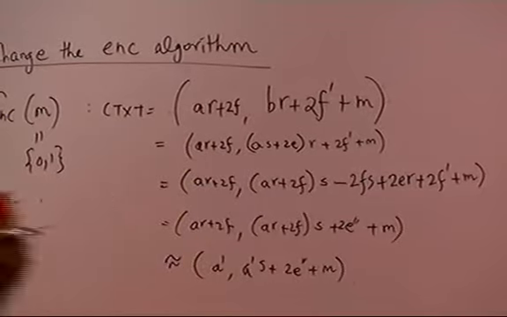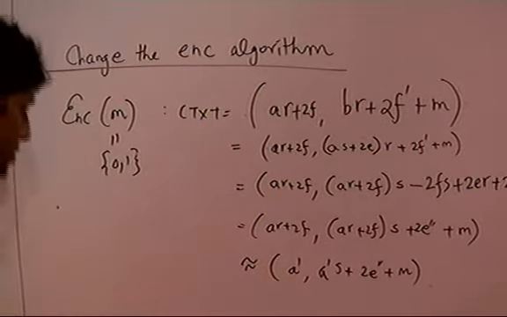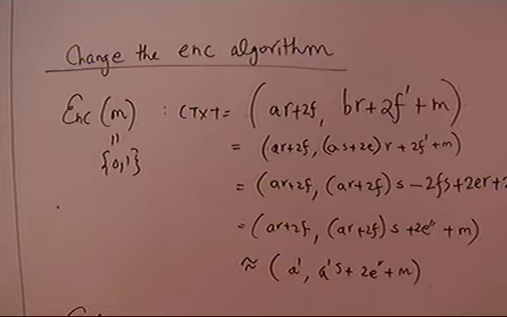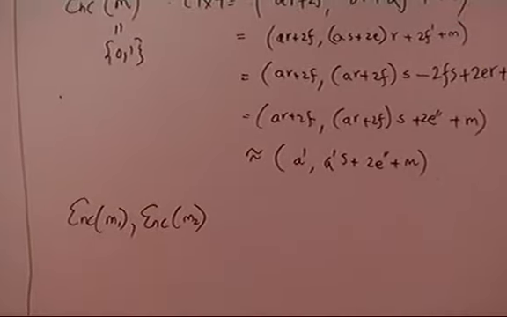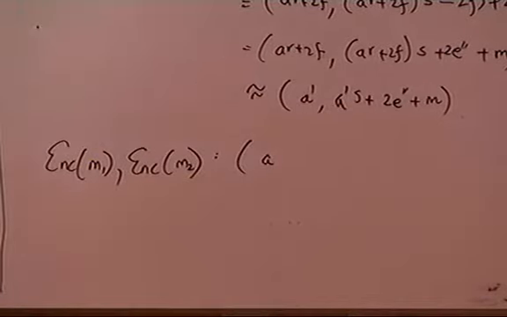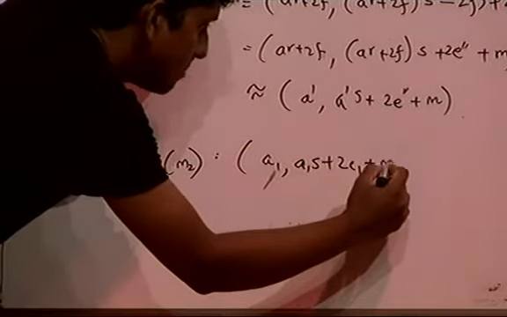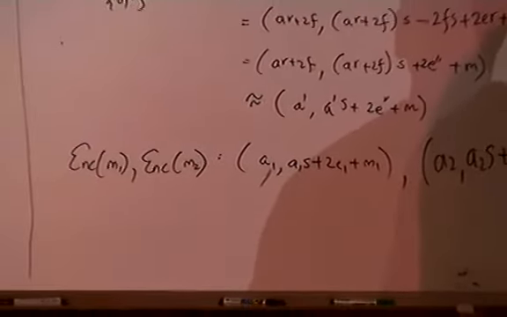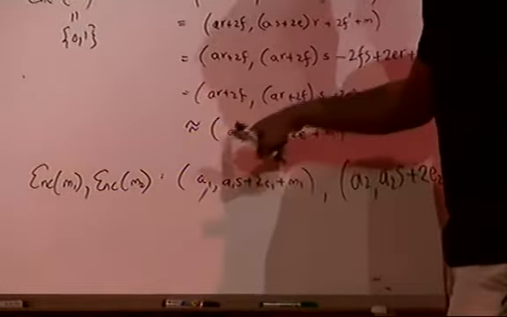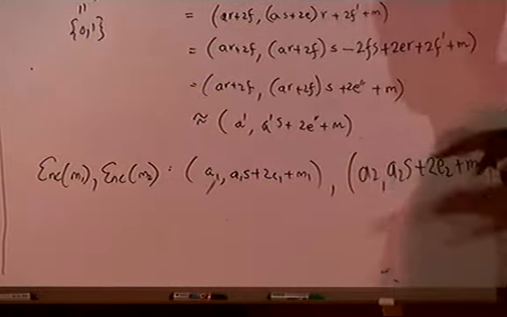Given this representation, we can see why the scheme is multiplicatively homomorphic. Let me take 2 encryptions, the encryption of M1 and the encryption of M2. Let me rename things and call this A1, A1S plus 2E1 plus M1, and A2, A2S plus 2E2 plus M2. What I call A1 here is really the A prime, but I'm going to throw away the primes for the sake of sanity. So I have these 2 ciphertexts.